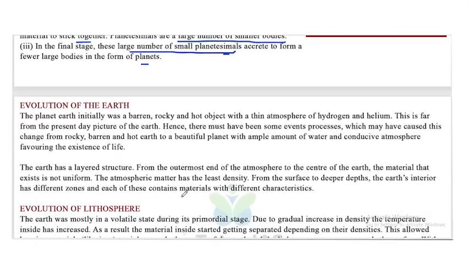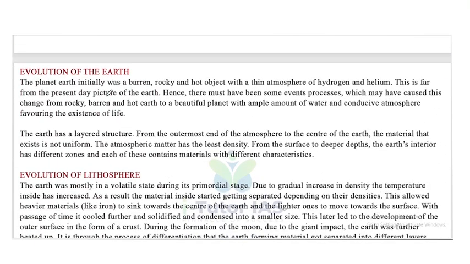Now, the evolution of the Earth. The planet Earth initially was a barren, rocky and hot object with a thin atmosphere of hydrogen and helium. This is far from the present day picture of the Earth. Hence, there must have been some events or processes which may have caused this change from a rocky, barren and hot Earth into a beautiful planet with ample amount of water and a conducive atmosphere favoring the existence of life.